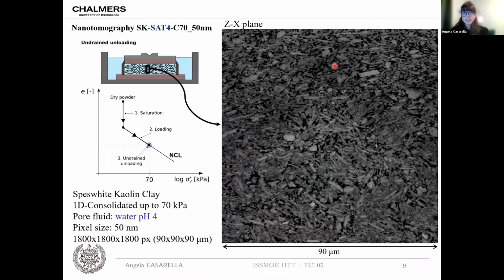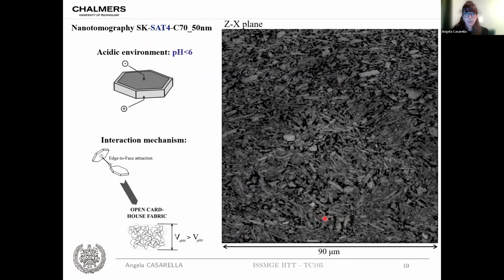We can compare the fabric that we analyzed at pH 9 with the fabric of clay in acidic conditions. And what we can see already by eye is that there is a way more randomized orientation of the particles. The sample looks way less anisotropic than the one in alkaline conditions.